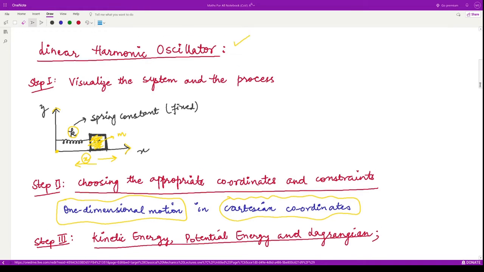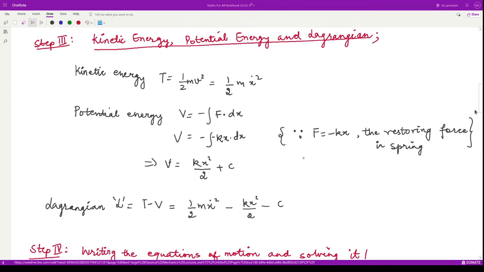So next, let us calculate the associated kinetic energy, potential energy, and the Lagrangian. The kinetic energy for most of the systems is given by half mv square, and you know what is v? V is the time derivative of x with respect to t. In other words, you can write this as x dot. Dot represents derivative with respect to time t. Therefore, just replace this v by x dot, so we have this thing. So kinetic energy in terms of generalized coordinates, and generalized coordinates here we only have x.